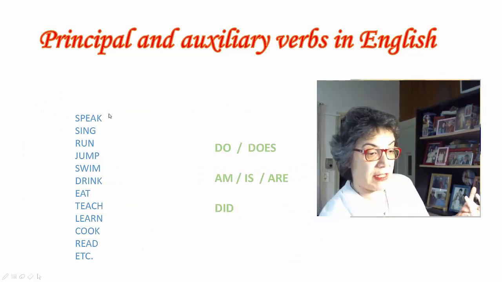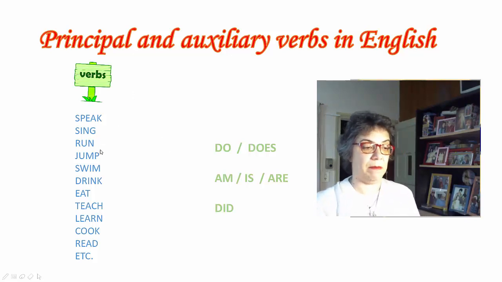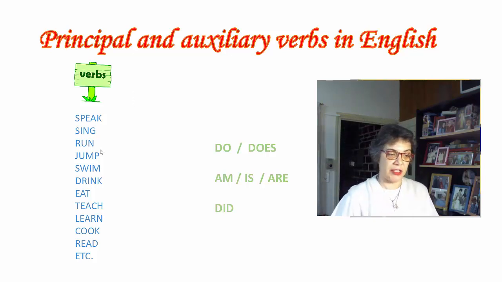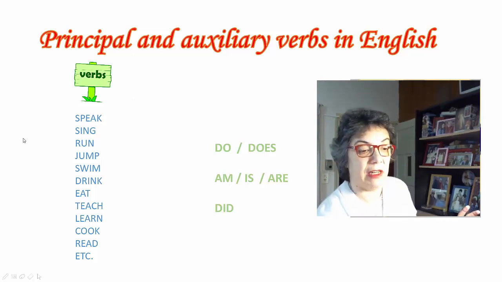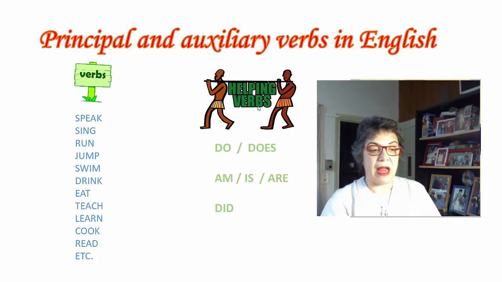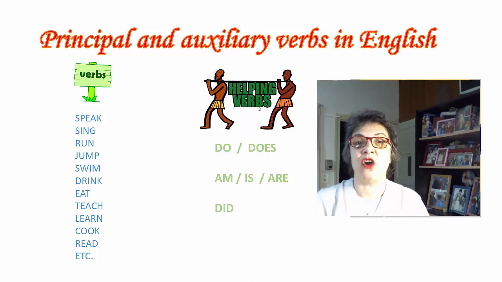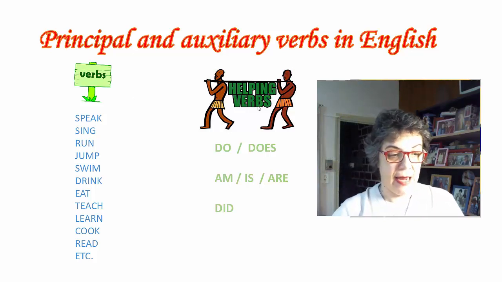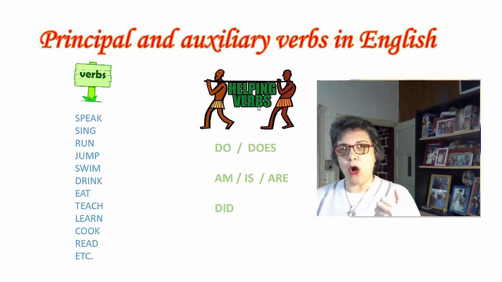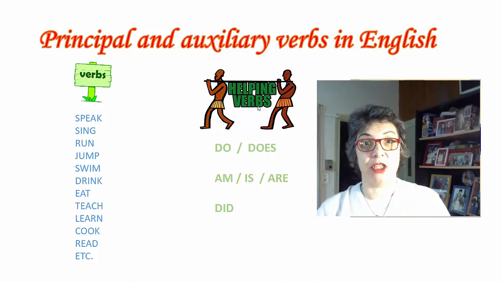We have principal verbs, for example, speak, sing, run, jump, swim, drink, eat, teach, learn, cook, read, etc. Those are examples of verbs, principal verbs. And these ones, do, does, am, is, are, or did, are the auxiliary verbs. The do and the does are the auxiliary verbs for the simple present tense. Am, is, are also play the role of auxiliary verbs when we are dealing with the present continuous tense.